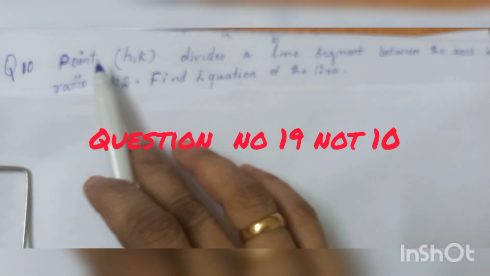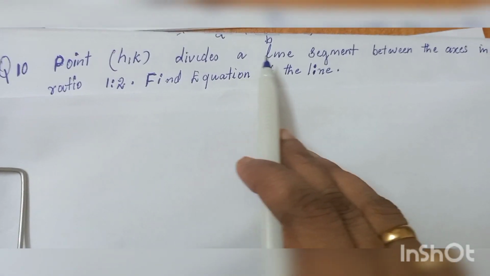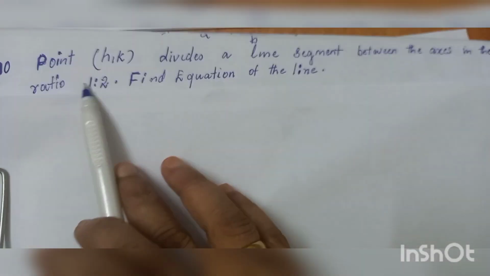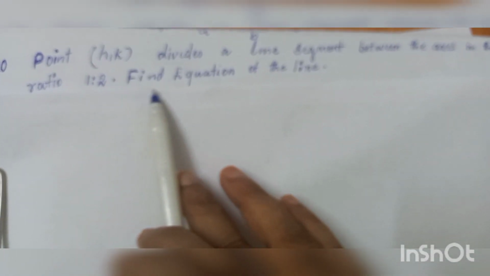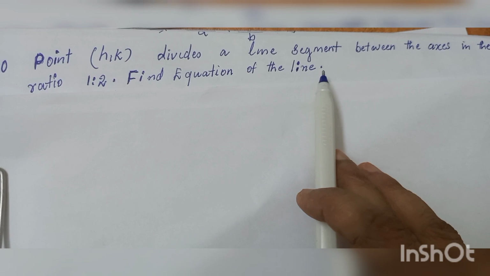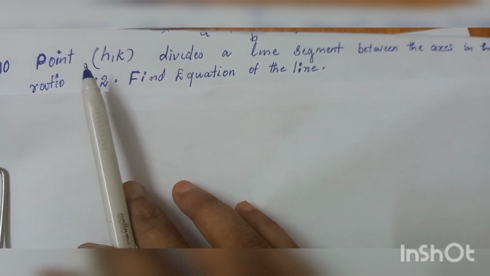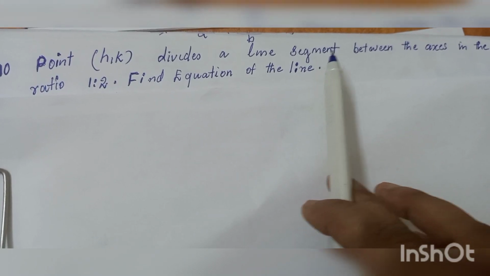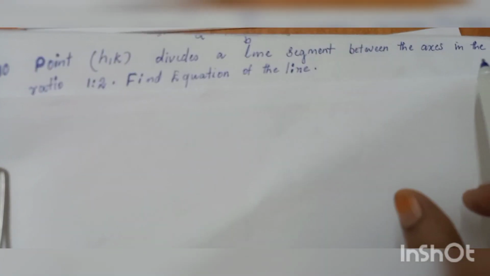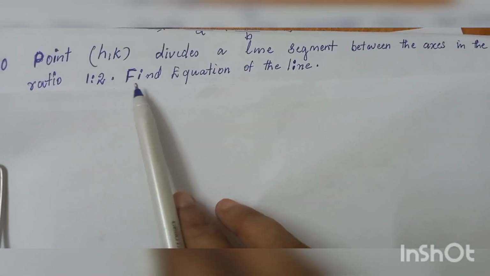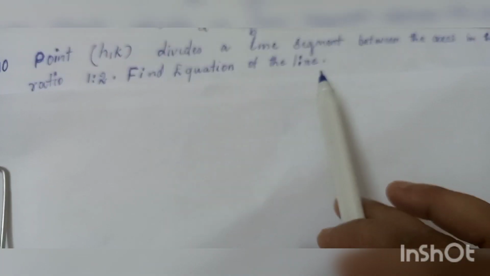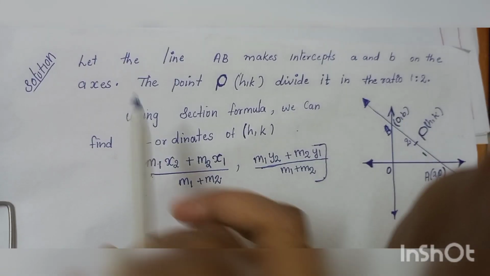Question number 10. Point (h, k) divides a line segment between the axes in the ratio 1:2. Find the equation of the line. This point divides the line segment between the axes in the ratio, what is the ratio here? It is given 1:2. So find the equation of the line. Let's do the problem.